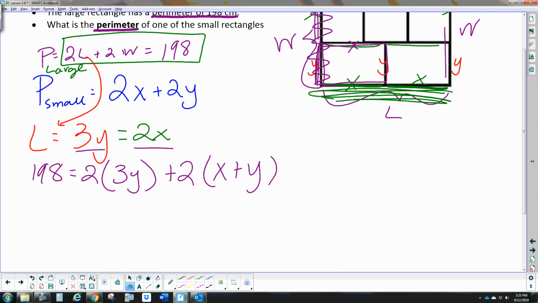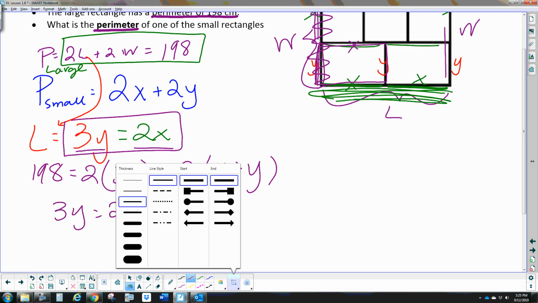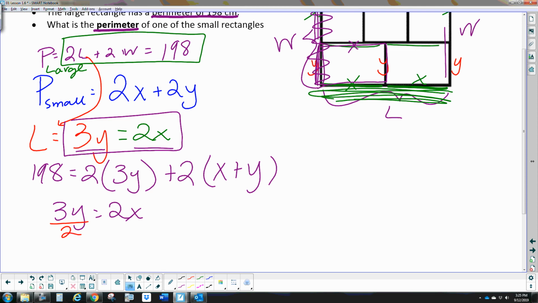Now I'm going to use the system of equations to solve. Here I have an equation 3y equals 2x. I'm going to solve for x or y. I like to solve for x. It doesn't really matter which one you solve for, but I'm going to solve for x. So I know that 3y equals 2x. To solve for x, I need to divide both sides by 2. And I get 3/2 y equals x.